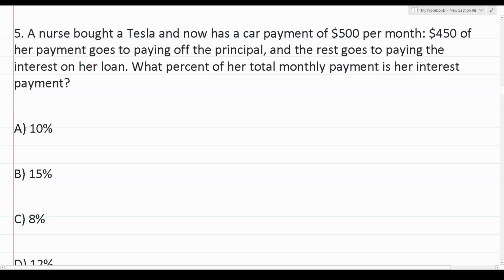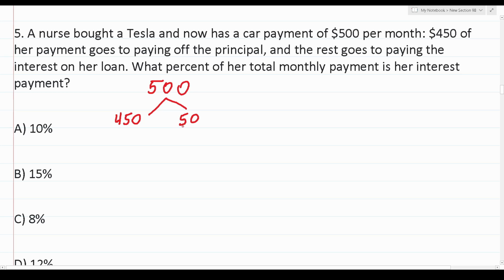All right, so number 5 here says a nurse bought a Tesla and now has a car payment of $500 per month. $450 of her payment goes to paying off the principal, and the rest goes to paying the interest on her loan. What percent of her total monthly payment is her interest payment? All right, so we have a $500 car payment, and we're told, according to the problem, 450 of it goes toward paying off the principal, and the rest goes to paying the interest on her loan. Well, if she pays $450 out of $500, that leaves $50 left for interest.